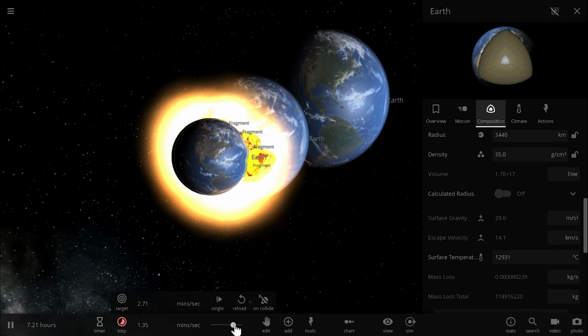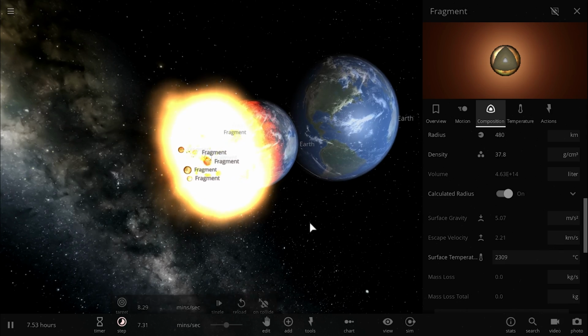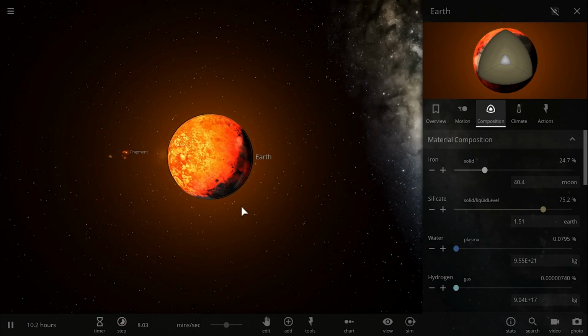And as you can see, my planets are now colliding into each other because I actually just placed them relatively close to each other. And here they go, they just swallowed each other.